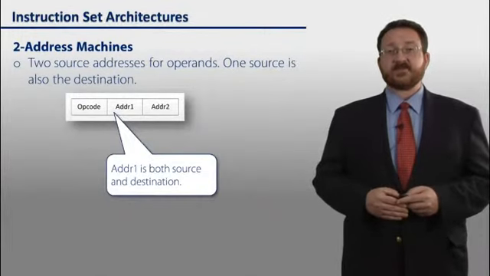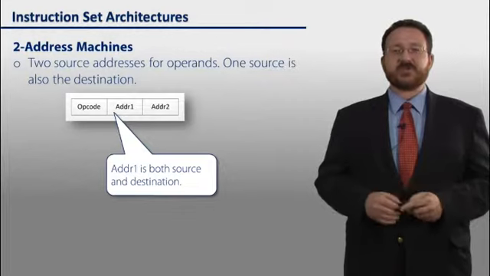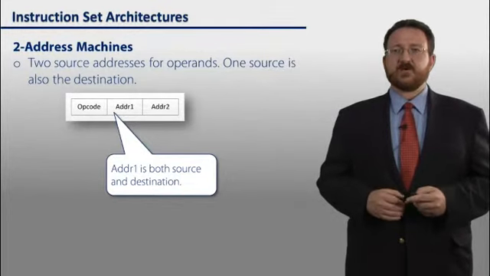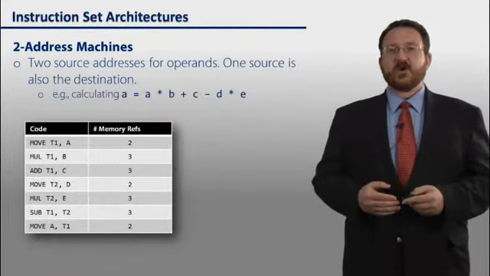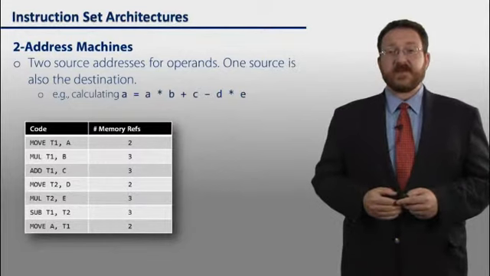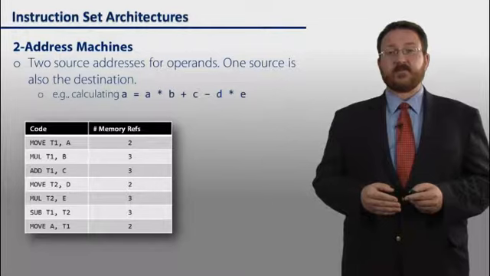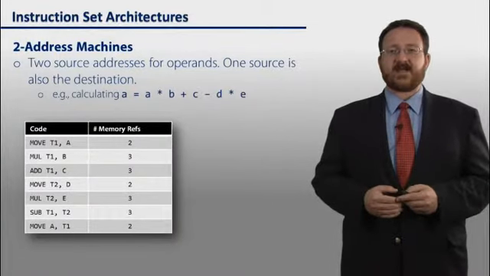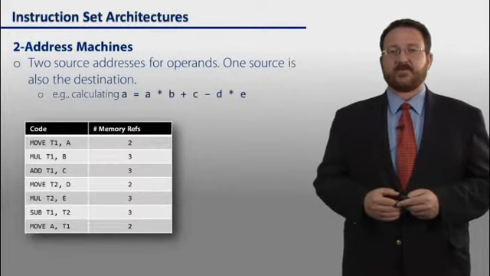In a two-address machine, we find the two source operands in the instruction, and the first one is also the destination. So, if we rewrite that code again, we find the following. We move A into T1. This makes a copy of A in a temporary variable. I can then multiply that temporary variable by B and store the result back in the temporary, add C to the temporary and store it back in the temporary. Now I have completed one of the sub-expressions.